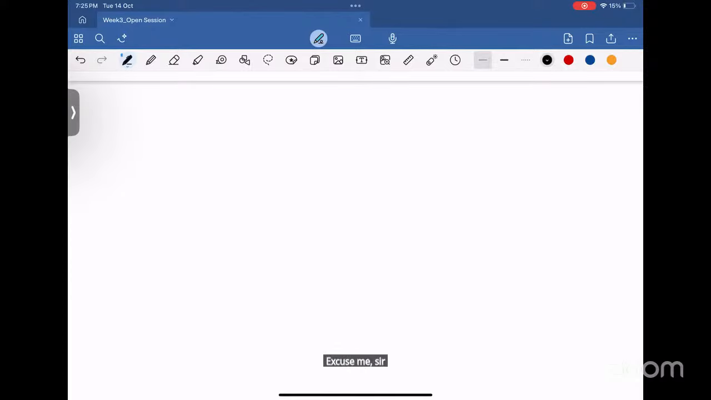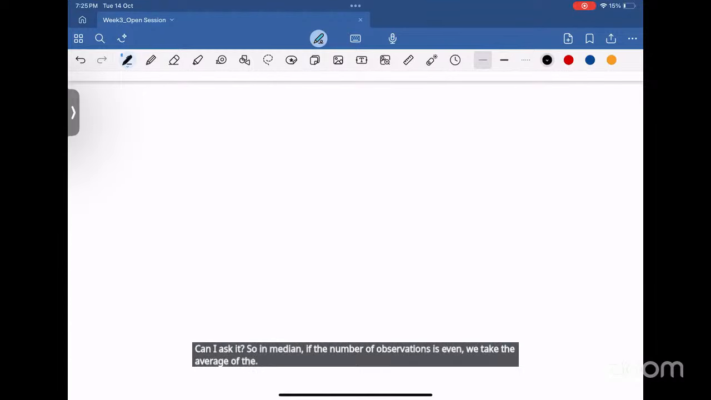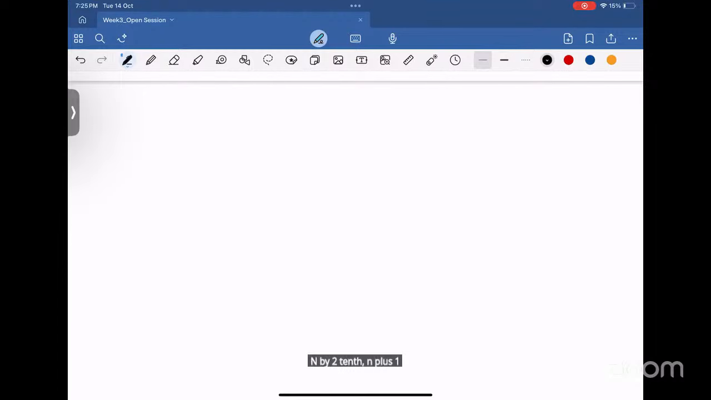Yes, sir, I have a doubt. Can I ask it? So in median, if the number of observations is even, we take the average of the n by 2th and n plus 1 by 2th. So does it apply for the quartiles or not?